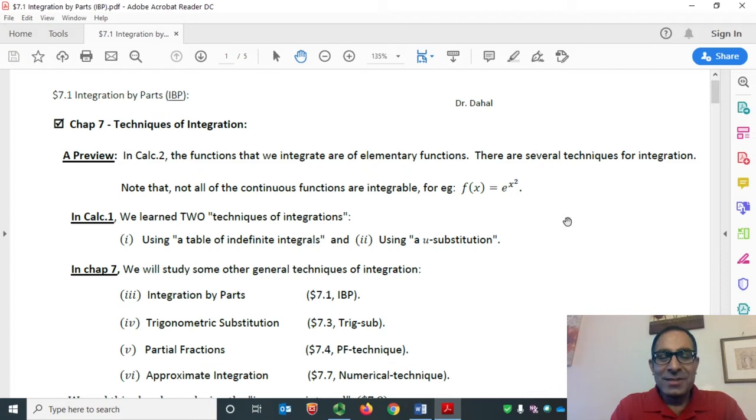Today we start chapter 7. Chapter 7 is about techniques of integration. Let me start the class right away.